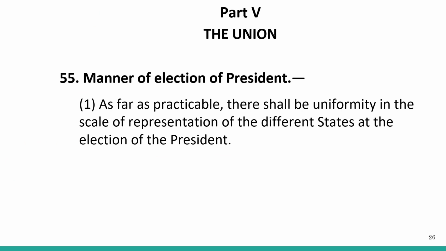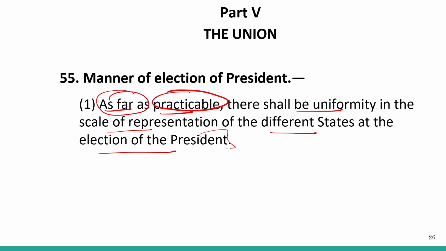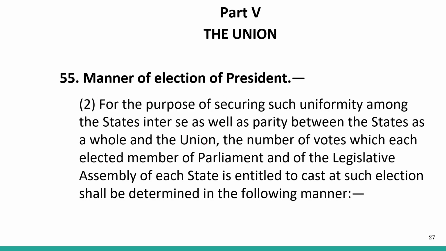Now, how will the election take place? It is mentioned that, as far as practicable, which means it depends on practicality, there shall be uniformity in the scale of representation of different states at the election of the president. For the purpose of securing such uniformity among the states inter se, as well as parity between the states as a whole and the Union, the number of votes which each elected member of the parliament and the legislative assembly of each state is entitled to cast at such elections shall be determined in the following manner.